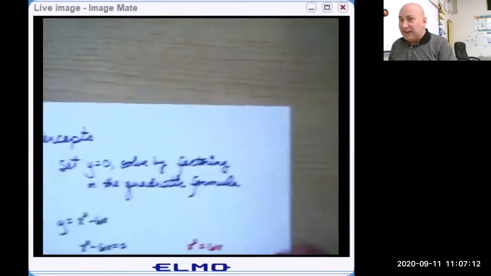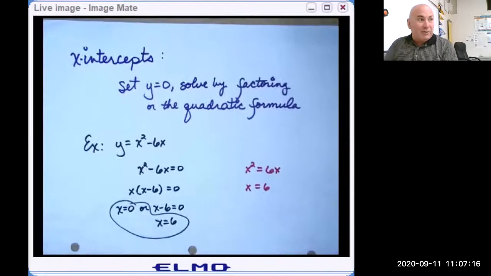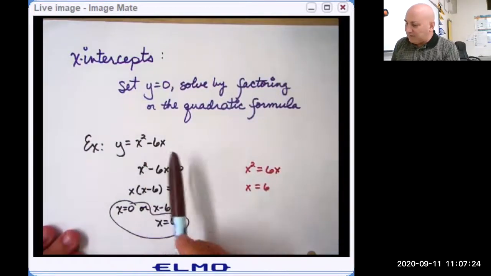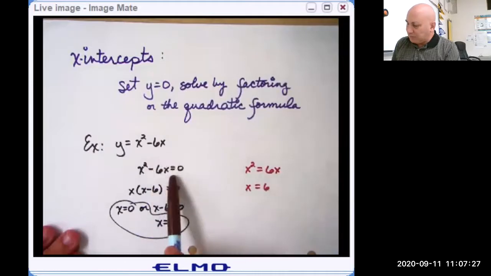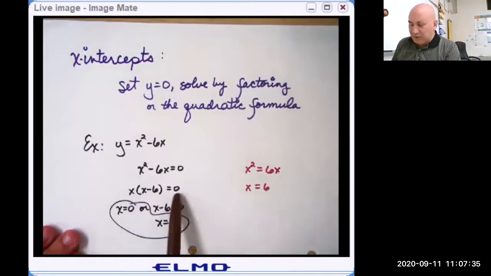To find the x-intercepts, if any, in a parabola, you set y equal to 0 and solve. So here, in this parabola, y equals x squared minus 6x. You factor it. Now you'll use what's called the zero product property: if you're multiplying two numbers and the product is 0, then one or both of the numbers is 0.